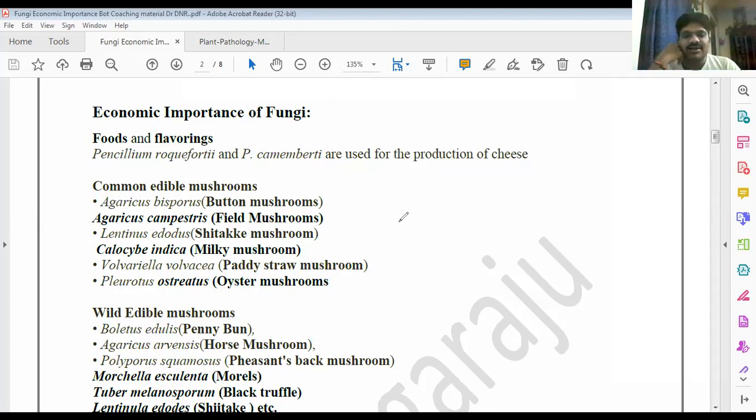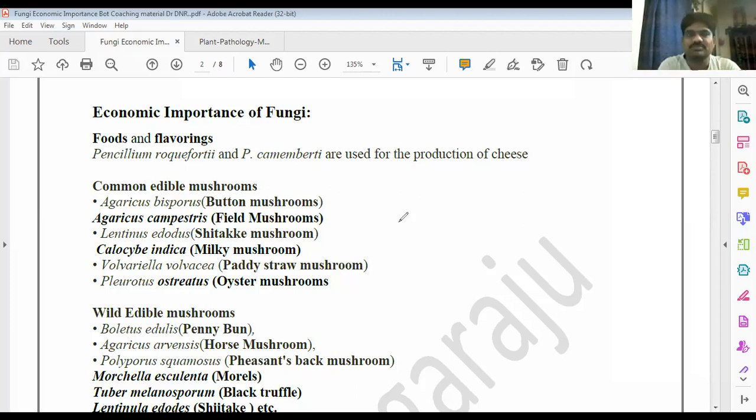Agaricus, Valeriella, Pleurotus, Psilocybe. Which among these is the button mushroom? Agaricus bisporus. Otherwise, Agaricus bisporus is the button mushroom, as opposed to the paddy mushroom, star mushroom, or oyster mushroom. Like that, they ask the question.